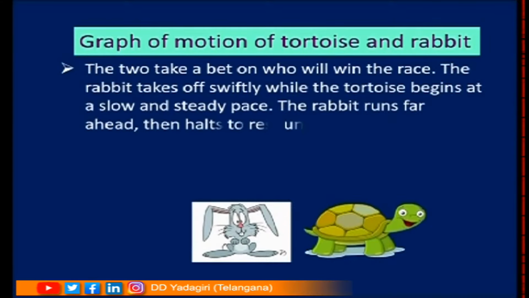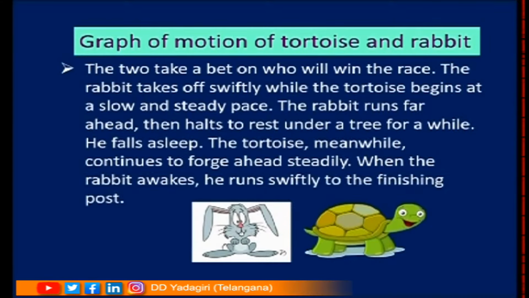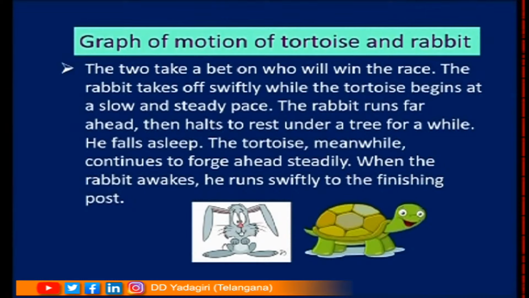So this is the story of the tortoise and the rabbit. You might have heard this story, children. What is that story? Yes, the two take a bet on who will win the race. The rabbit takes off swiftly while the tortoise begins at a slow and steady pace. The rabbit runs far ahead, then halts to rest under a tree for a while. He falls asleep. The tortoise meanwhile continues to forge ahead steadily. When the rabbit awakes, he runs swiftly to the finishing post. What is the moral of the story, children? Yes, slow and steady wins the race.